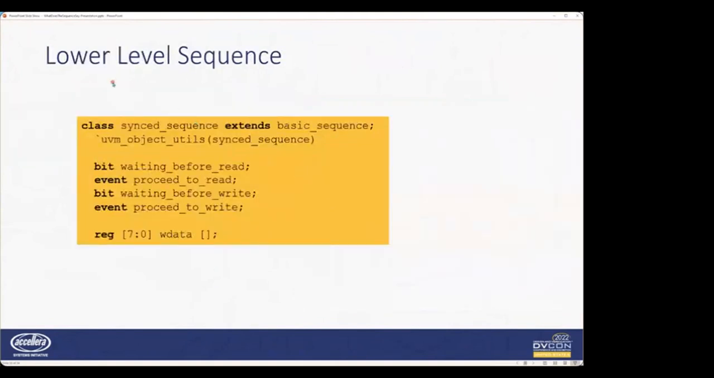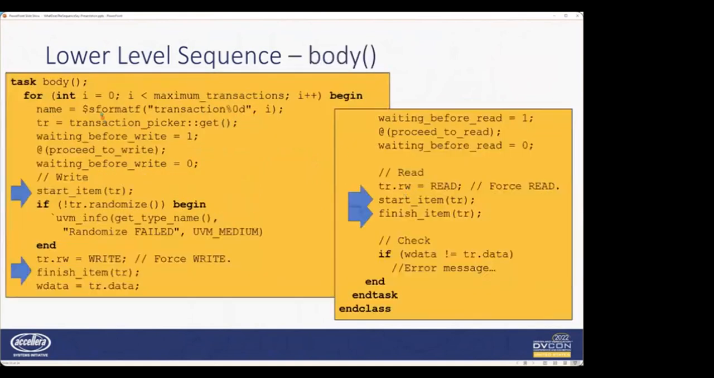All right, so those controlled sequences down low are synced. We're calling them synced here, and they have a few bits, that's it, nothing fancy. And then they're just exactly like you might expect. They have that maximum loop, and they're using the picker here. So I'm doing the picker transaction, and I'm waiting here on proceed to write. So I will wait until I get my event, proceed to write.